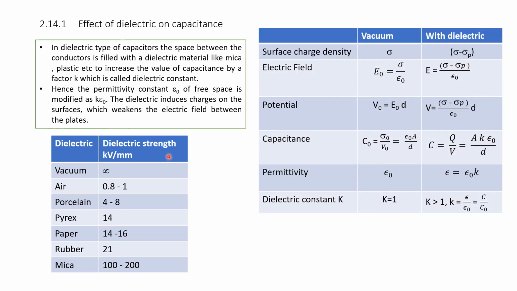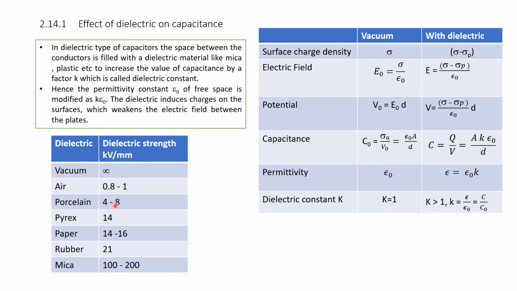Now we have to see the dielectric strength, which is expressed as kilovolts per millimeter. The dielectric strength of vacuum is infinity. That means dielectric strength is nothing but the breakdown voltage of the material. When we increase the supply voltage, the material withstands the high voltage to a certain extent, and after reaching its dielectric strength, it breaks down. So dielectric strength of air is 0.8 to 1.